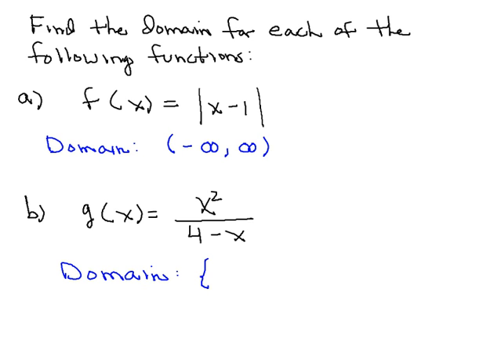Now in this case if x were 4 that would make the denominator 0, so we can say that the domain would be all values of x except for 4. So we can write then, in set builder notation instead, all x such that x is not equal to 4, but any other value for x would be just fine.